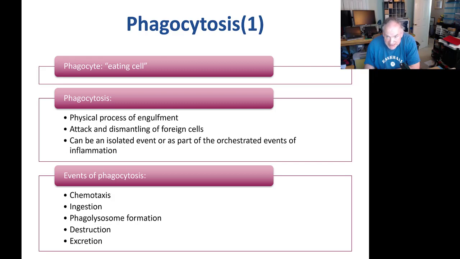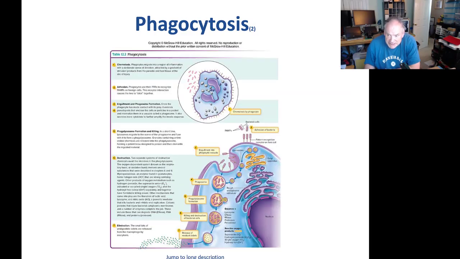The "cyte" is a combining form meaning cell, so it's an eating cell. It's a physical process of engulfment, dismantling, and recycling. It can be an isolated event or part of an overall orchestrated event. Chemotaxis, ingestion, phagosome formation, destruction, excretion: those are the main features. So it's attracted to it, eats it, breaks it down, and then excretes the useful parts. This goes into more detail, so this is probably a good table to review for a class exam.